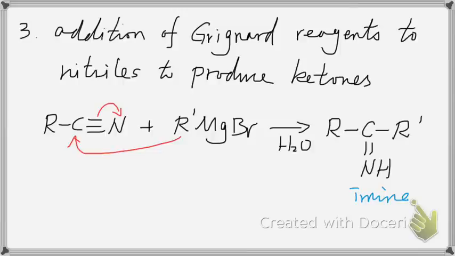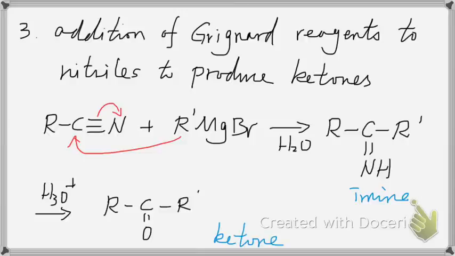Anyway, imines can be hydrolyzed to ketones or aldehydes. So under acidic conditions, the C=N double bond can be hydrolyzed to a C=O double bond. That's the reverse reaction of the imine formation when ammonia or amines, primary amines, react with a carbonyl compound. Okay, so the hydrolysis of imine will give a ketone as the final product.